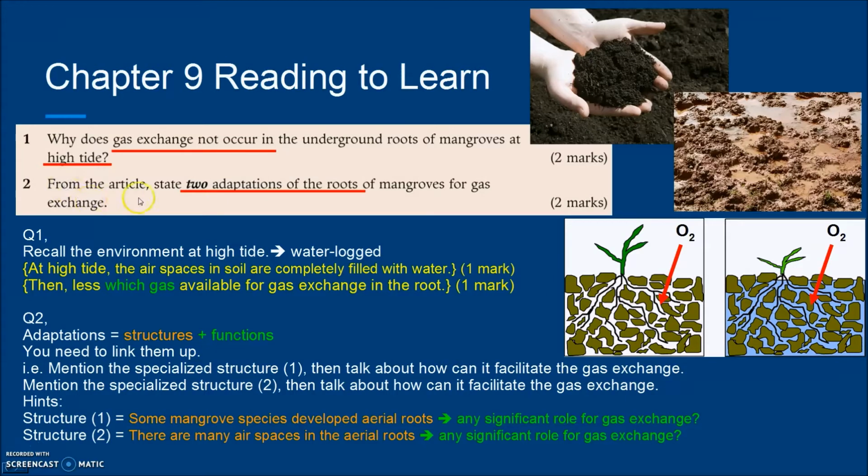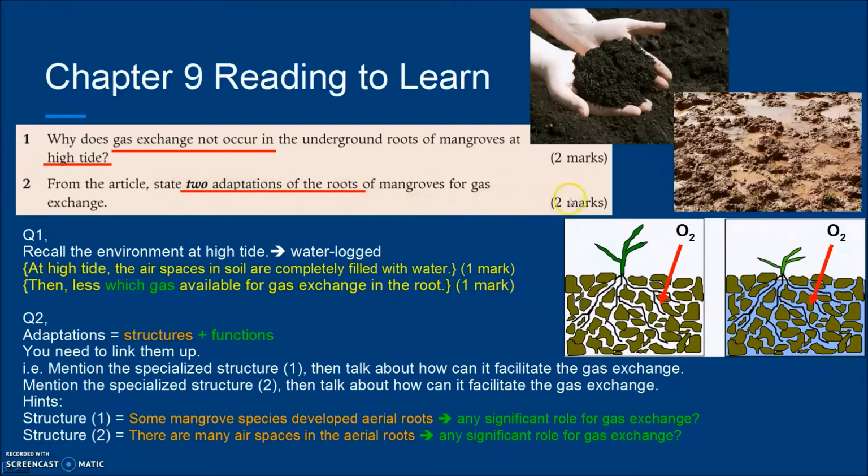And then for question 2 from the article: state 2 adaptations of the root of the mangroves for gaseous exchange. I've talked about adaptation many times: adaptation, structure, and functions. You need to link them up, not just talk about the structure. You need to talk about how the structure helps the organism to perform a certain type of function. So state the 2 adaptations.